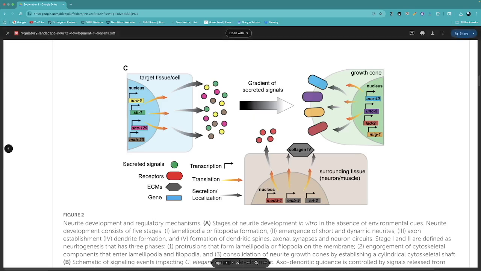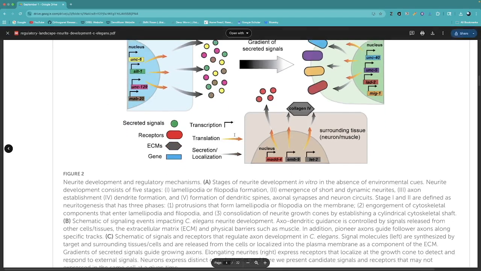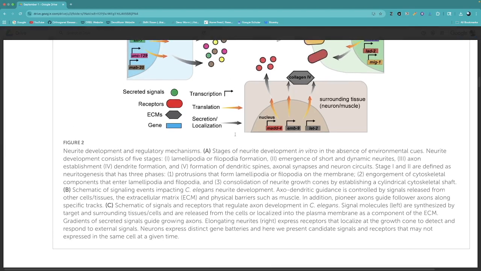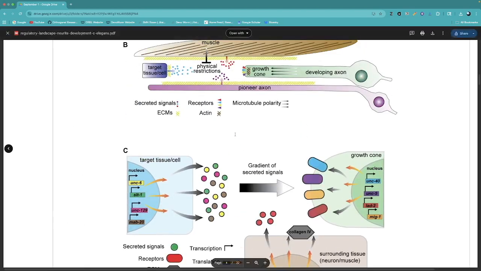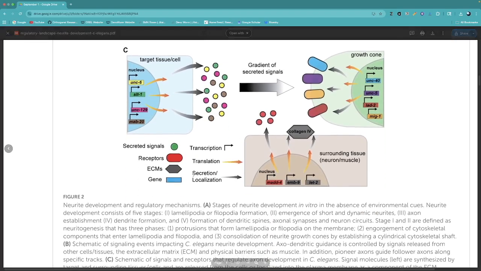So the target tissue is sending out a combinatorial set of secreted signals. And likewise, the growth cone responds to a set of secreted signals. So UNC40, UNC5, LAD2, and MAG1 are all involved in that. And that's how they connect. So you have a set of genes involved in the growth cone, set of genes involved in the target tissue. And what they're talking about here with Neurite connectomes is largely the matching of these two signals so that the growth cone can make it to the target tissue properly.